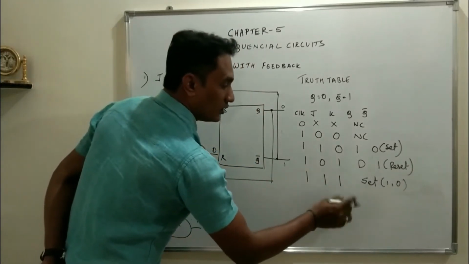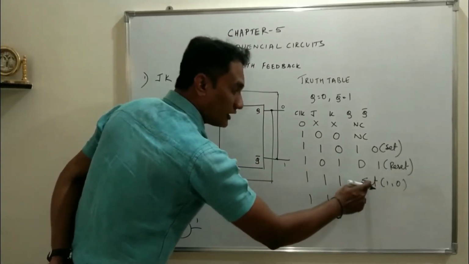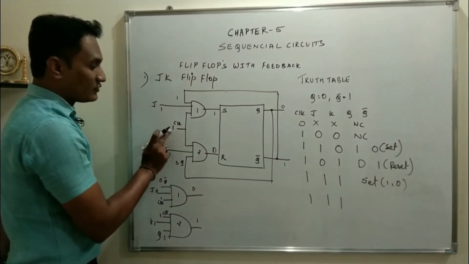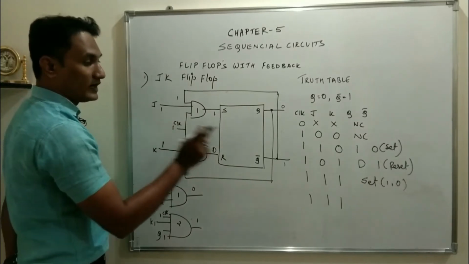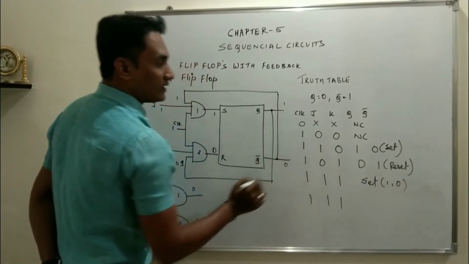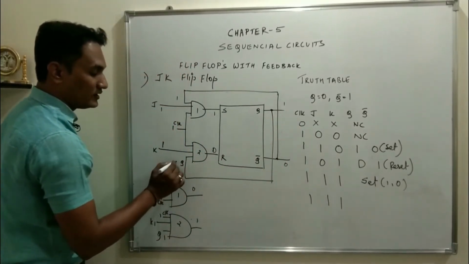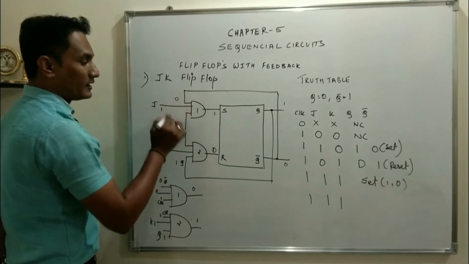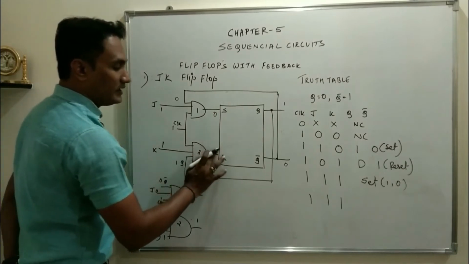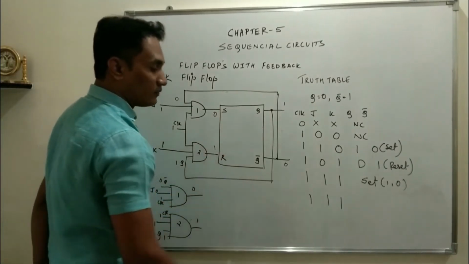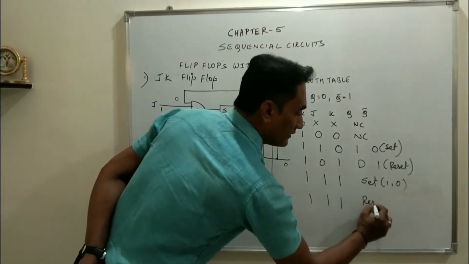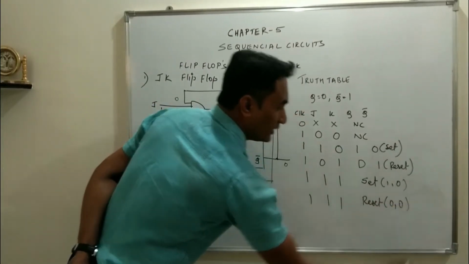Now let us try to understand what happens if it is already set and you give J and K equal to 1 and make clock equal to 1. When J and K is 1, clock 1, and the previous state of the flip-flop is Q equal to 1, Q bar equal to 0, then what happens? Upper AND gate 0, 1, 1 will be 0, lower AND gate 1, 1, 1 will be 1, which makes S 0, R 1. R stands for reset, so the output will reset. That means Q will be 0, Q bar will be 1.